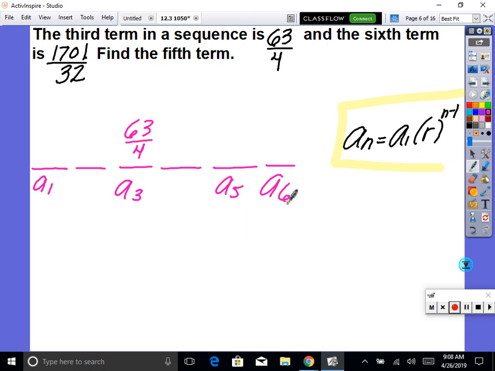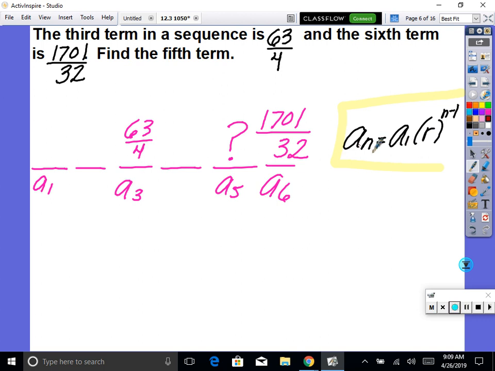We don't know. Oh, no, we do know a sub 6 is that, correct? And it says, what's the fifth term? So we're trying to figure out what this term is. Now, there's many ways to do it. Remember last time when we ran into something like this, we took this and we plugged it in right here.